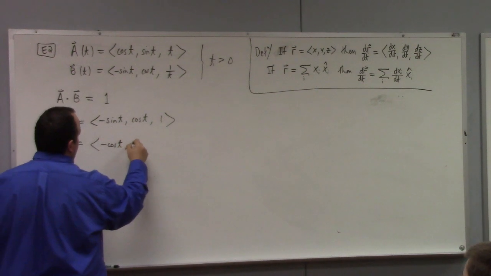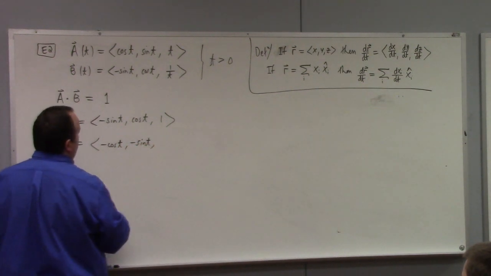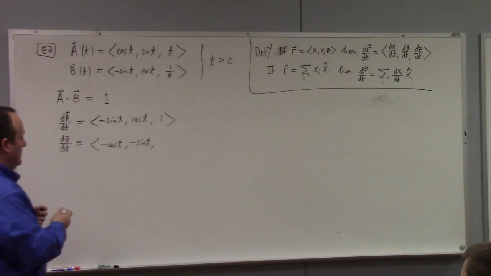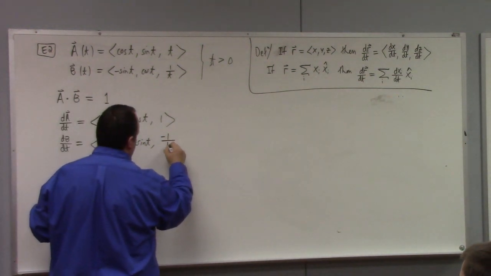Yeah, minus cosine, minus sine. What's the derivative of 1 over t? Negative t to the minus 1. Yeah, minus 1 over t squared, right?